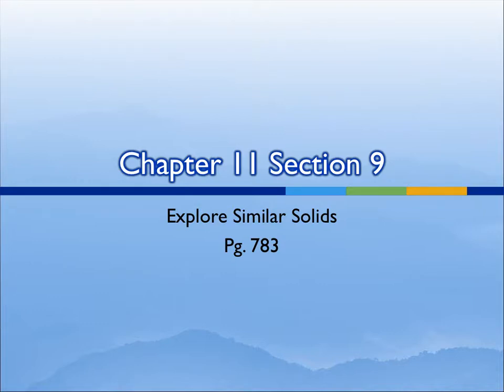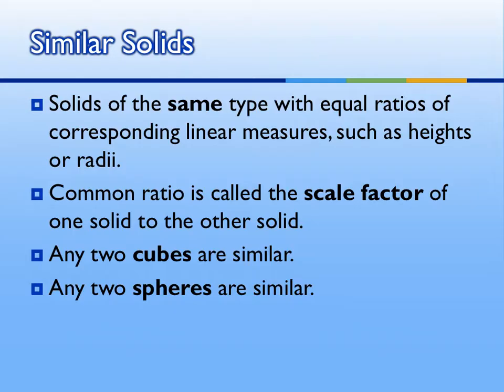Ninth and final section in this chapter. It's a long one, especially if you consider that we added in total area, which is why we divided this chapter into 2 for your test. So your test will cover technically sections 6 through 9, adding in the total areas that we did of prisms, pyramids, cylinders, and cones. So 11.9 is exploring similar solids.